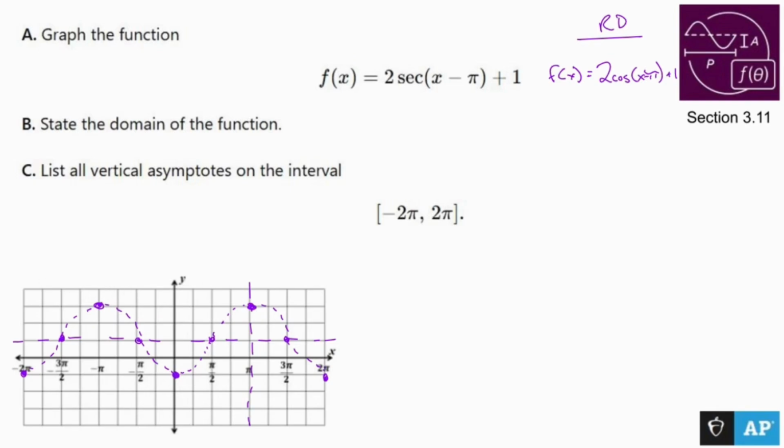What we need to do and remember is anytime you have an inflection point, anytime you cross your midline for your rough draft, that is going to be a vertical asymptote for the actual graph. So you cross the midline there, you cross the midline here, you cross the midline there, and you cross the midline there in blue.